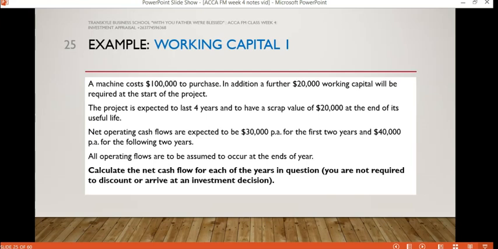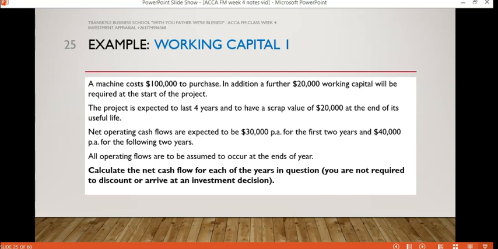For the first 2 years and then $40,000 per annum for the following 2 years. All operating flows are to be assumed to occur at the end of year. Calculate the net cash flow for each of the years in question. You are not required to discount or arrive at an investment decision. The requirement here is that you just have to stop when you reach the net cash flow stage.